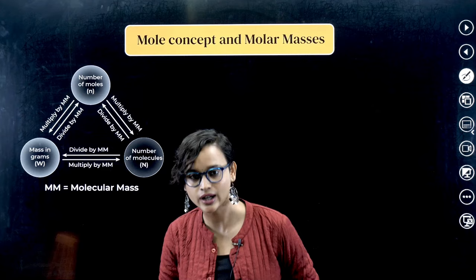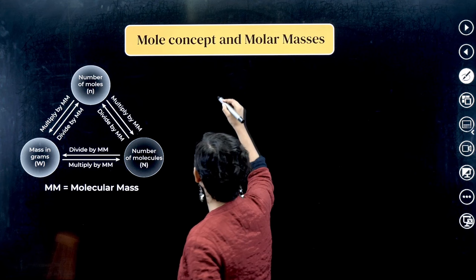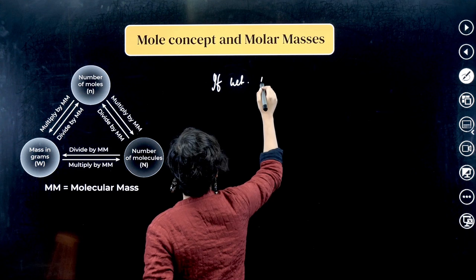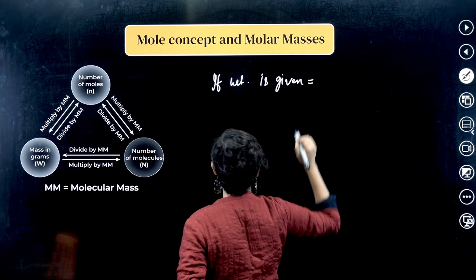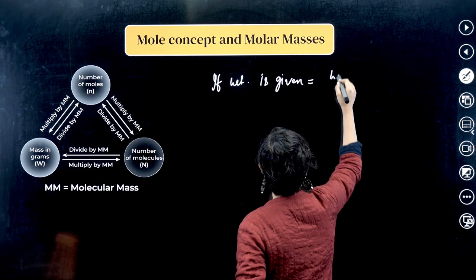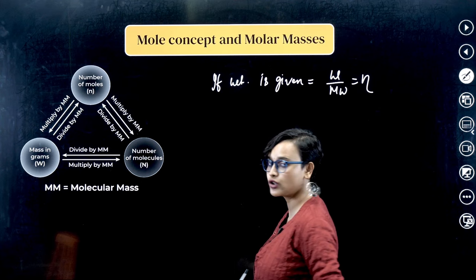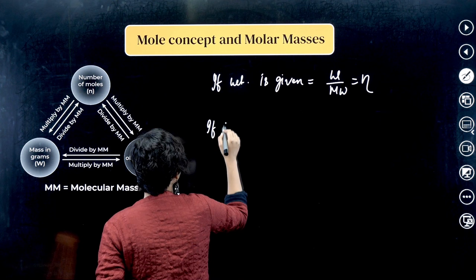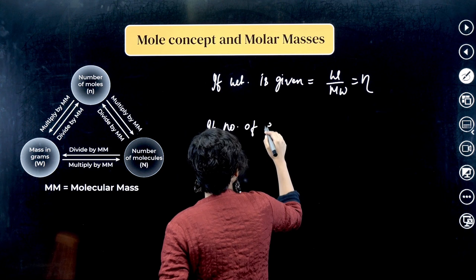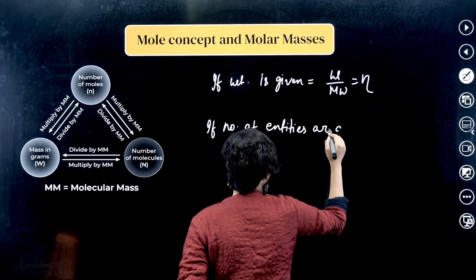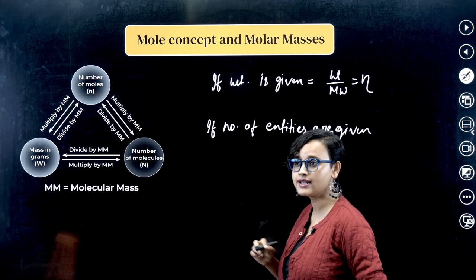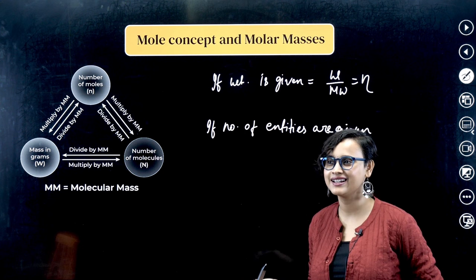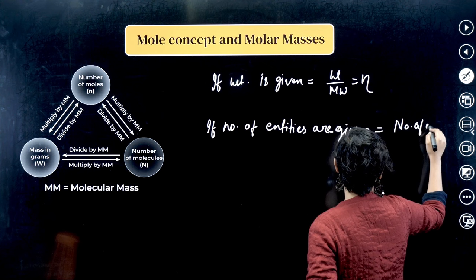You getting my point? Let's write it down also. What did I say? If weight is given, what will you do? You will write W divided by molecular weight, which is your mole. If number of entities is given, then what will you do? You will only do N by Na, number of entities divided by Na, the Avogadro number.